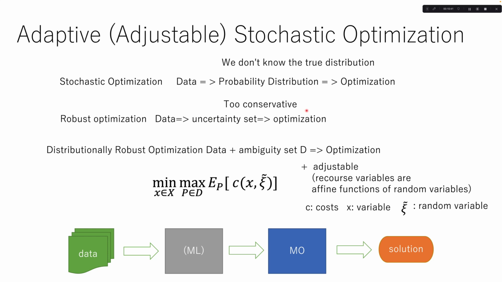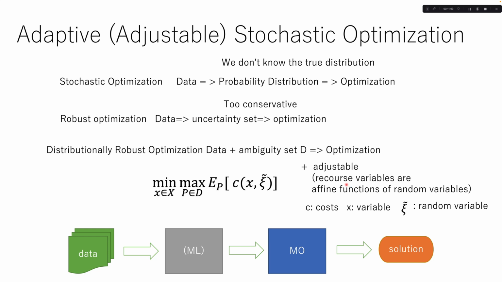can be overly conservative. In distributionally robust optimization, the ambiguity set of distributions is estimated based on data. This approach is considered a hybrid of stochastic optimization and robust optimization. The ambiguity set can be generated using machine learning. Additionally, adjustable models that consider recursive variables defined as affine functions of random variables can be constructed.